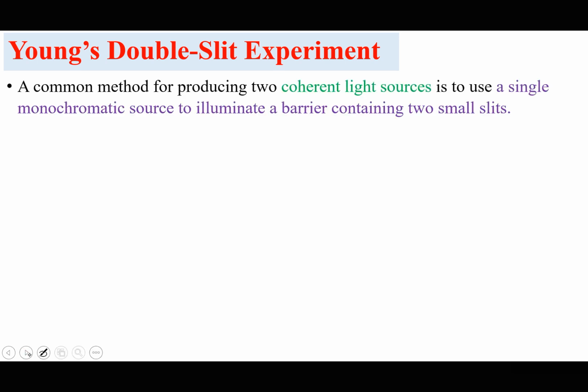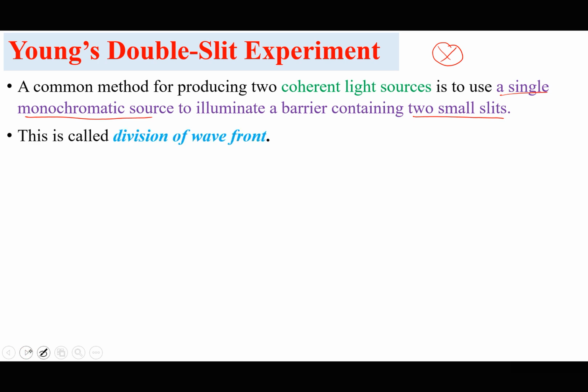A common method for producing coherent light sources is to use a single monochromatic source of light. In other words, we are now going to use one bulb instead of two. We shall use a single monochromatic source to illuminate a barrier which has two small slits. And this is what Thomas Young called the method of division of wavefronts.